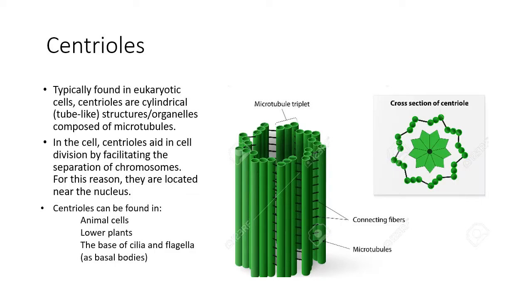Centrioles. Typically found in eukaryotic cells. Generally, this kind of organelle is found in animal cells. Centrioles are cylindrical tube-like structures or organelles composed of microtubules. In the cell, centrioles aid in cell division by facilitating the separation of chromosomes. For this reason, they are located near the nucleus. Centrioles can be found in animal cells, lower plants, and the base of cilia and flagella.